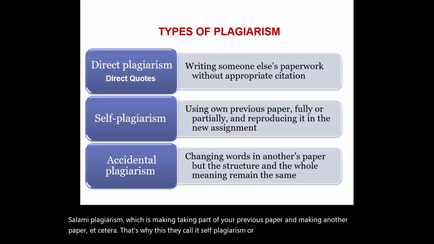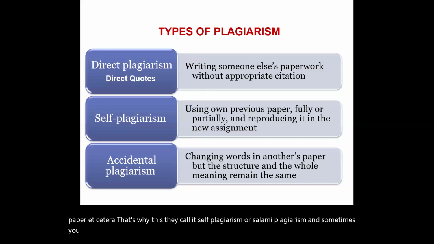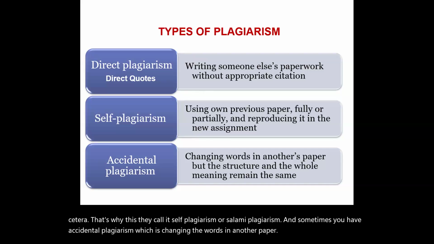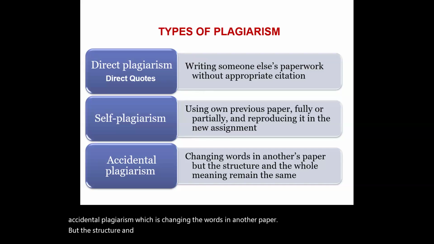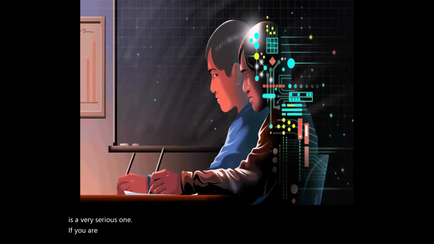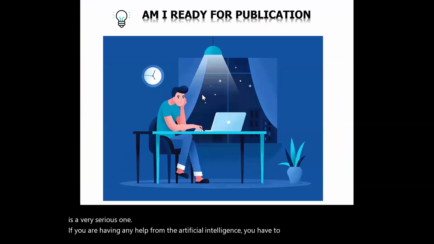And sometimes you have accidental plagiarism, which is changing the words in another's paper, but the structure and the whole meaning remain the same. This is a very common one, and it is a very serious one. If you are having any help from artificial intelligence, you have to highlight it in the materials and methods. And this is very important.